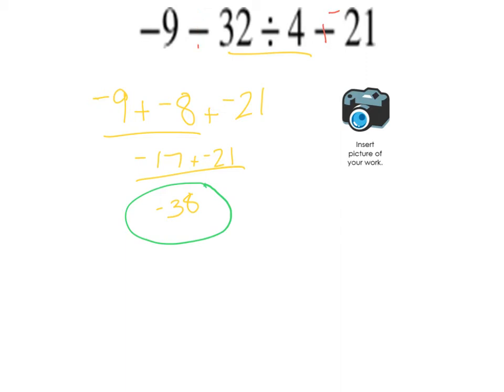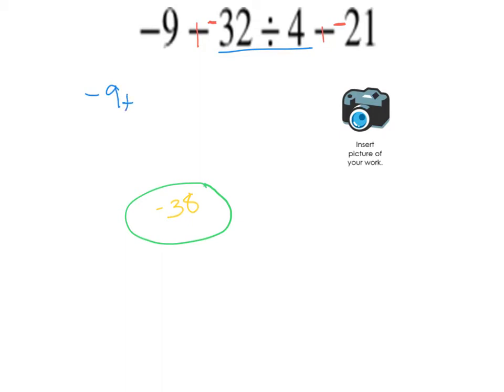So I'm going to erase everything. Okay, so my original problem, I see a lot of minus signs. So the first thing I'm going to do is add the opposite so I don't lose any of those negatives. Okay, now I see division. Negative 9 plus, and then plus negative 21. I need to do that division. 32 divided by 4 is 8. Different signs means your answer has to be negative.